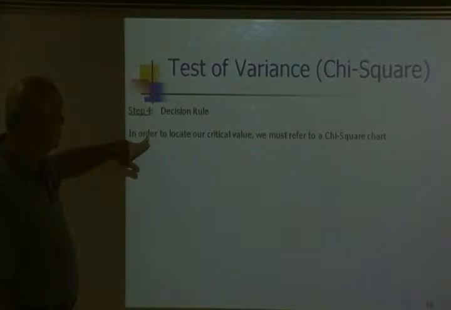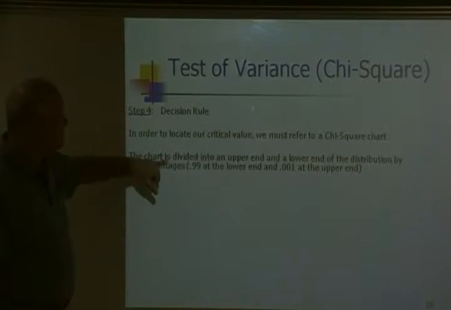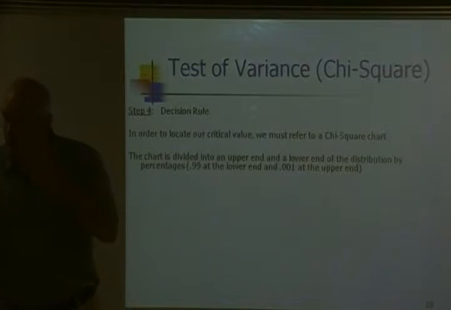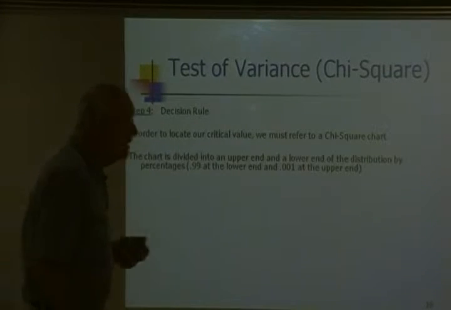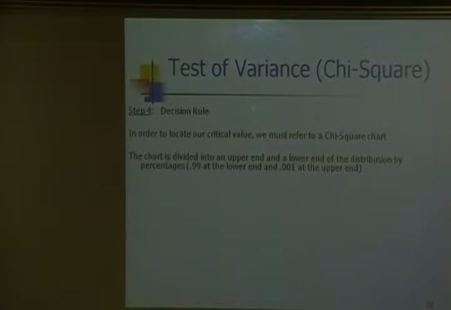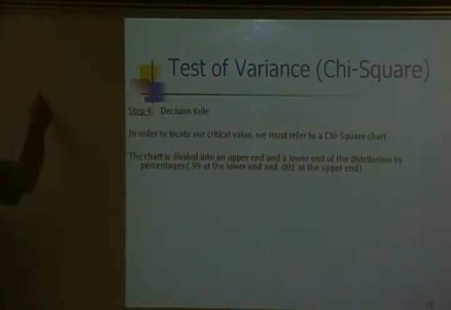Our decision rule, we've got to locate the critical value. We've got to go back to that chi-square chart. The chart's divided into an upper end and a lower end. Now what you're going to find, because it's a chi-square, is that the distribution is going to be a positively skewed distribution. All right? That's a chi-square.